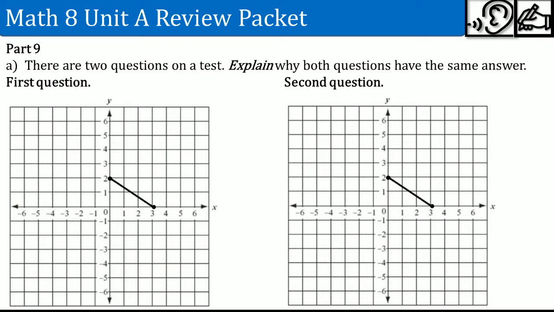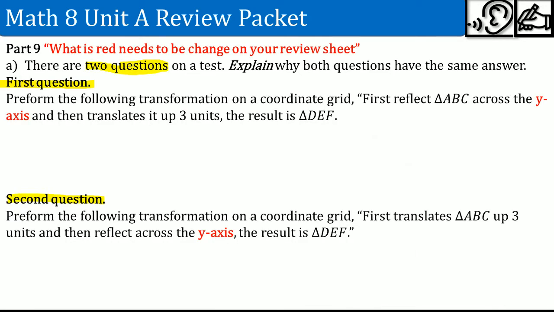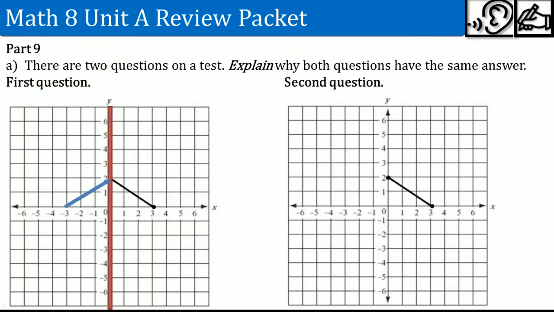All right, so the first one asks us to do what? Reflect across the y-axis, then translate 3 units up. So we reflected across the y-axis, then we went up 3 units. Okay, the second one went up 3 units and reflected across the y. Okay, so the green is the final image. Notice, what do you notice about the green lines here? They're exactly the same length and in the same position.